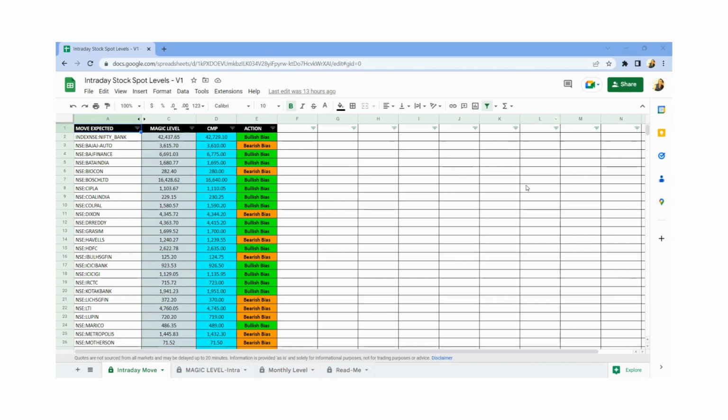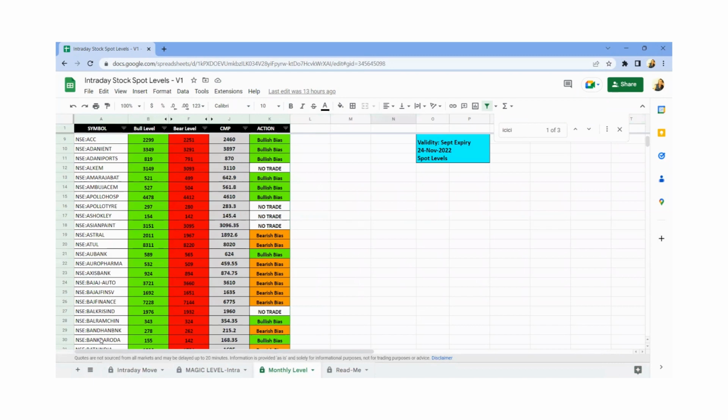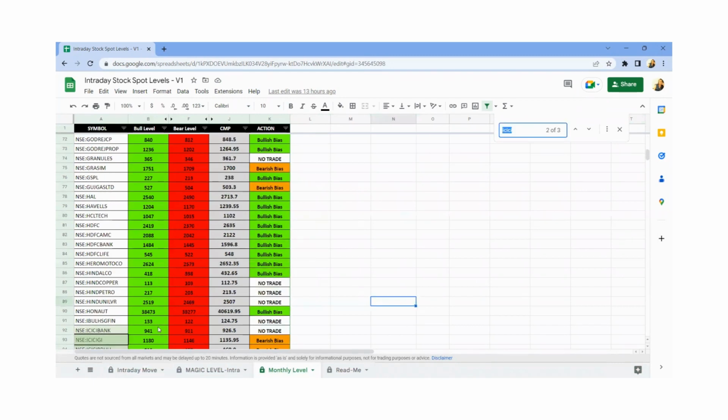So your voice was breaking. Yeah, let me explain that again. So if you want to take a bearish trade, you see there are two levels here above. Sorry, that is monthly. So if you look at monthly levels, you're asking about positional, correct? Yeah, positional or F&O.